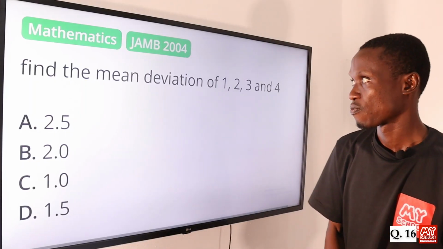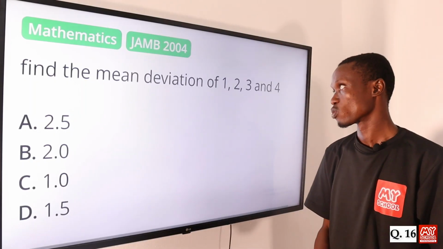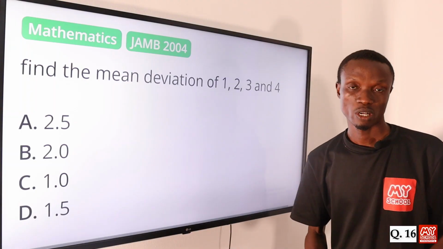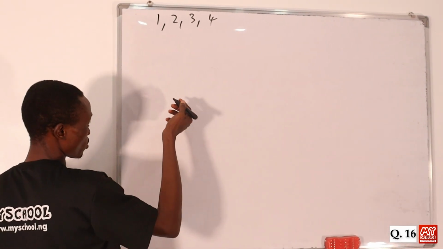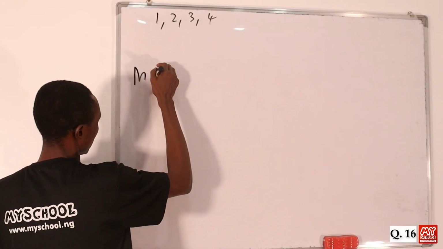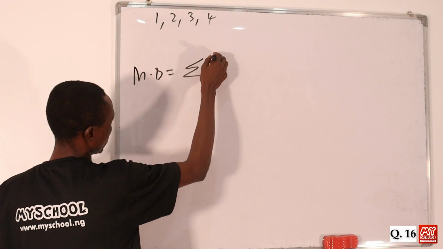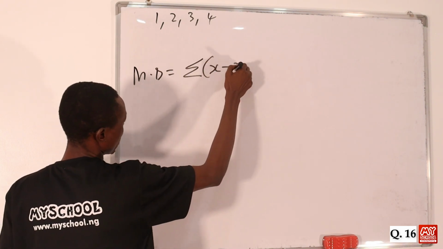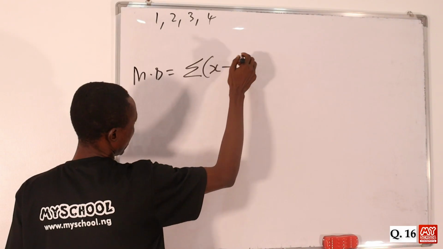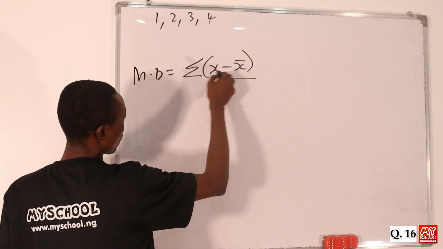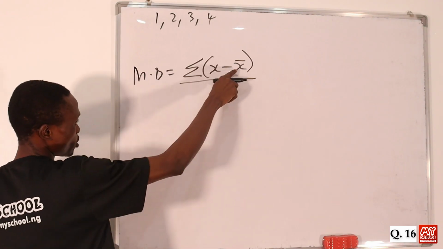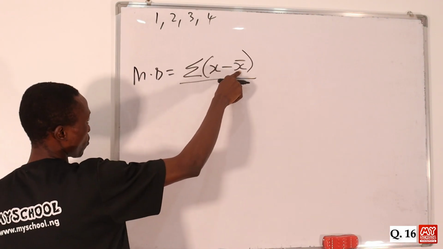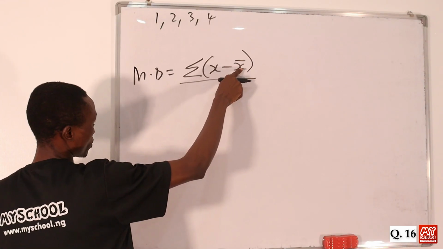Question 16. Find the mean deviation of 1, 2, 3, and 4. So let's move over to the board to provide answer to this question. So remember, to calculate for mean deviation, we normally use the formula summation of x minus x bar, okay? x minus x bar all over n. Okay, so let us solve this. First of all, we need to get the value of x bar. Okay, we need to get the value of x bar.